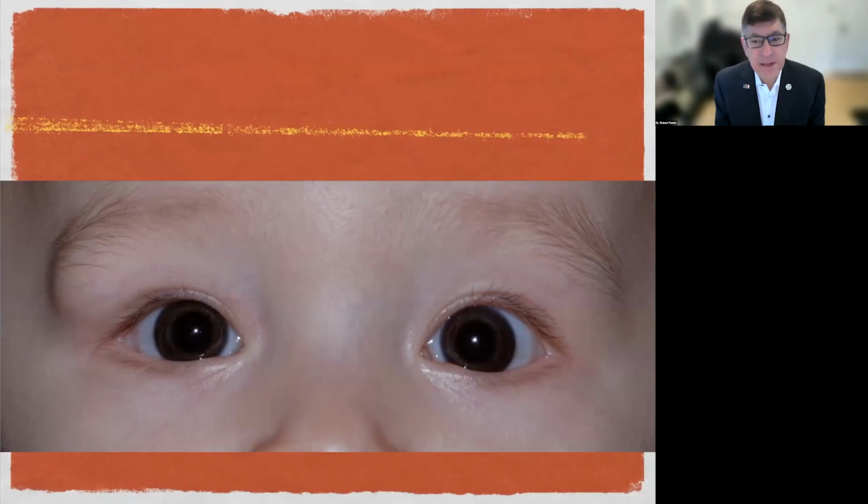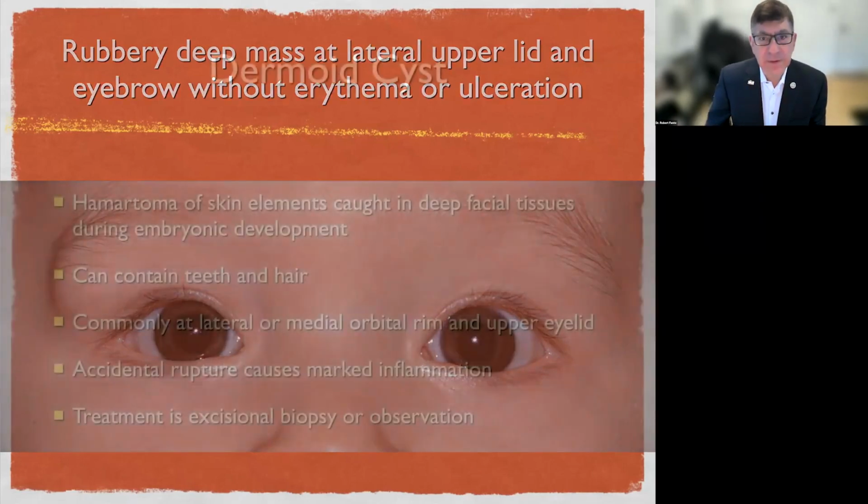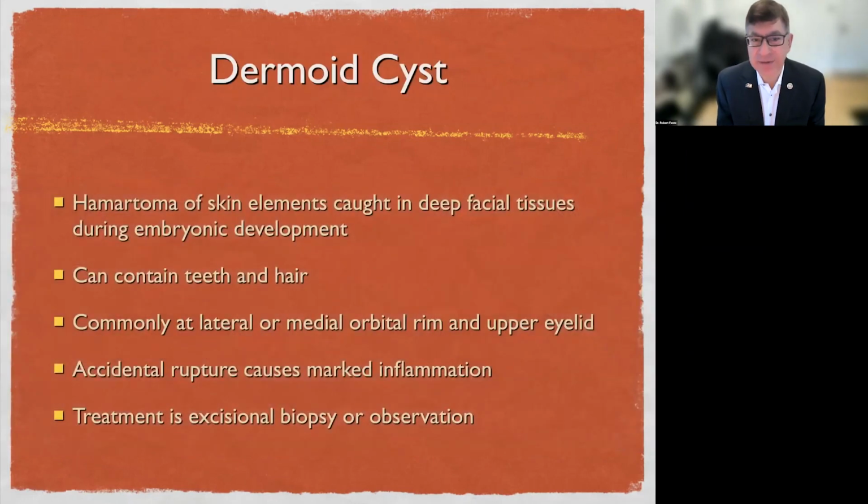How about this? Here we've got obviously a young child looking at the right upper lid and eyebrow area. I would describe this as a rubbery, deep mass at the lateral upper lid and eyebrow without erythema or ulceration. This is a dermoid cyst, which, as you know, is a hamartoma of skin elements caught in the deep facial tissues during embryonic development. They can contain teeth and hair. They're most commonly seen at the lateral, but sometimes at the medial orbital rim and upper eyelid. If there's accidental rupture, it causes marked inflammation. Although these can be observed for a while, most parents want these removed, at least in the United States. Excisional biopsy will solve the problem.